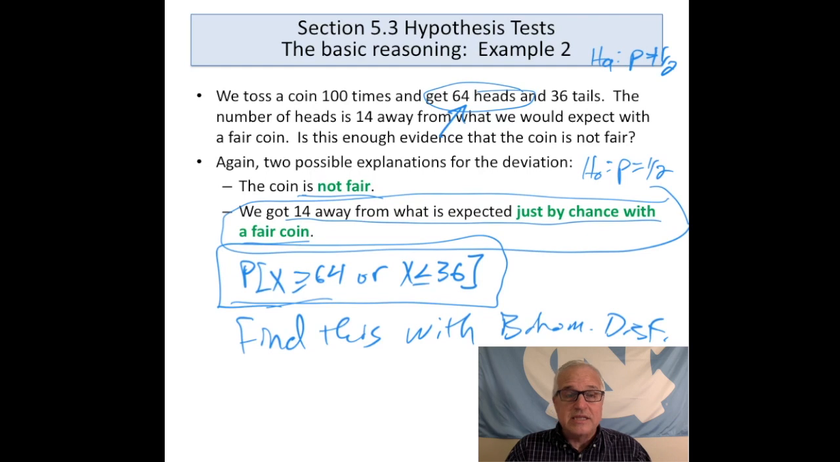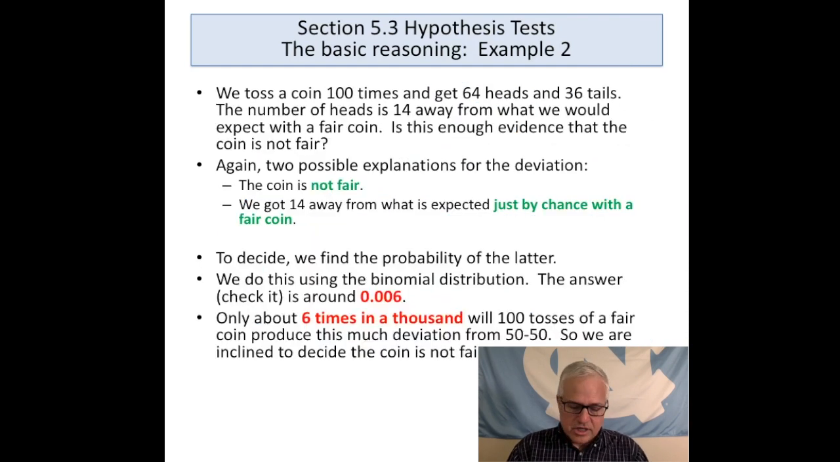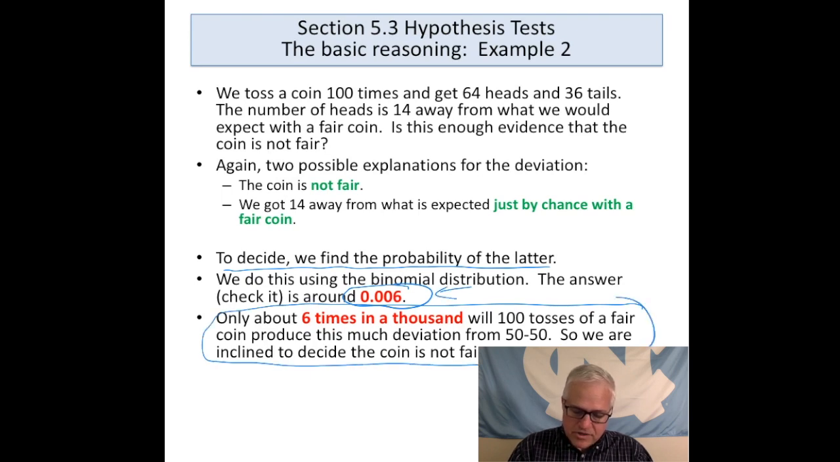What is the probability that getting 64 heads or 36 heads or farther from 50 could happen by chance for a fair coin under the conditions of the null hypothesis? So we find the probability of the latter, always the case. When I do it with a binomial distribution, you could practice and see if you can reproduce this number on your own. For one side, it should be 0.003, but for two-sided, it should be 0.006. And this is what we're saying. If we have a fair coin, what we just observed will only take place this proportion of the time, 0.006, about 6 times in 1,000.